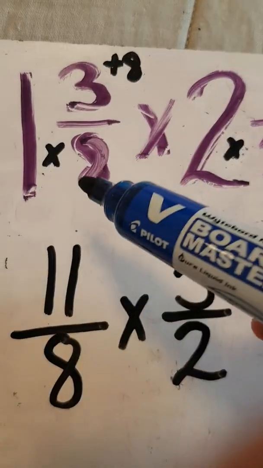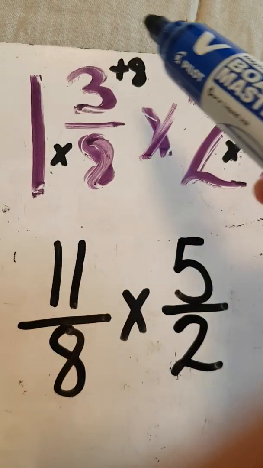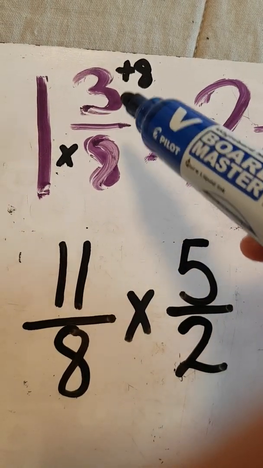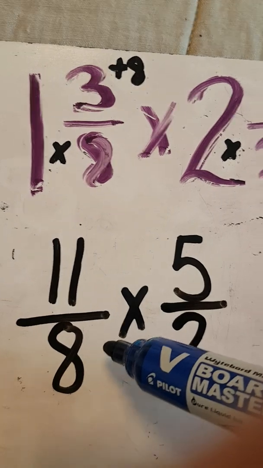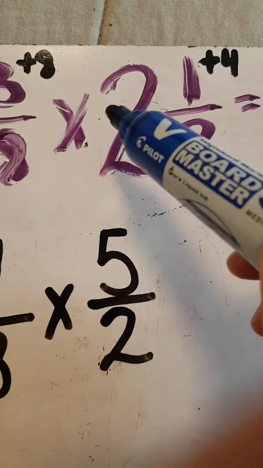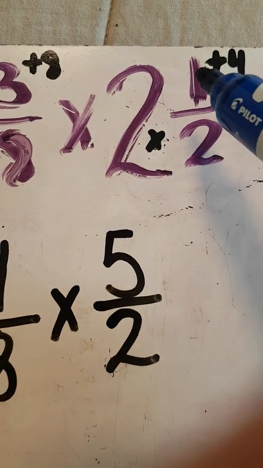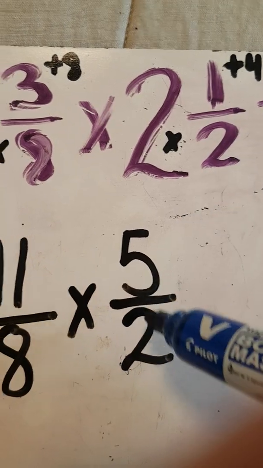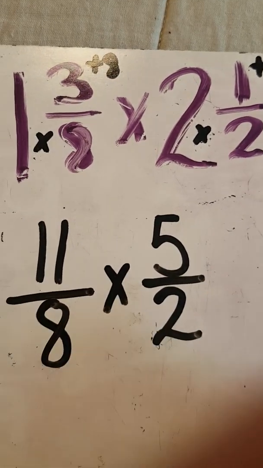Let's look at that one more time. 8 times 1 equals 8. I added 8 to my 3, and I got 11 over 8. 2 times 2 equals 4. I added 4 to my numerator. 4 plus 1 equals 5. Kept it over 2.